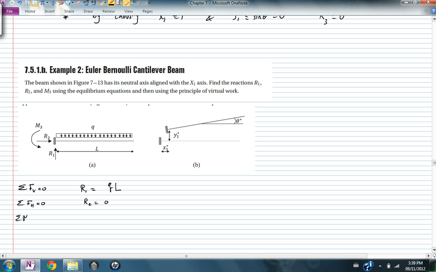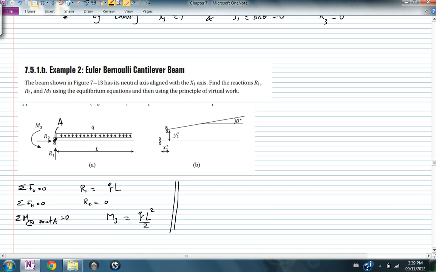Sum of moments around point A equals 0, where this is point A. So you get M3 is equal to Q L squared over 2. So let's see how we can use the principle of virtual work to find these reactions.